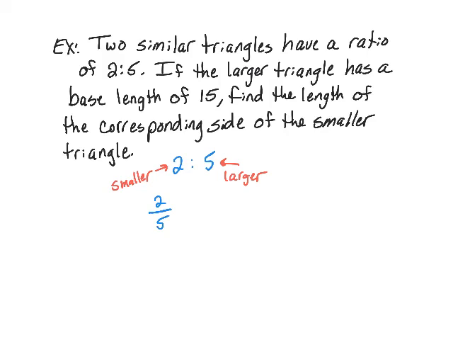2 over 5 is equal to, I'm trying to find the smaller side, so that goes with the 2, and the larger side is 15. Okay, even though I don't have the lengths of the smaller sides, I have the scale factor between them, and you can use that in the proportion. Anytime you see a ratio, you can write it like a fraction. Okay, so now I cross multiply, and I get 5x is 30, so x is 6.